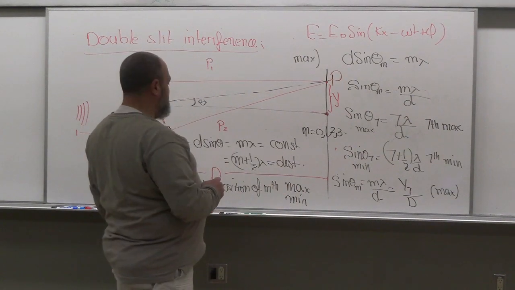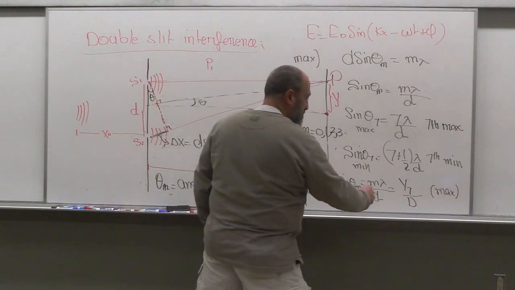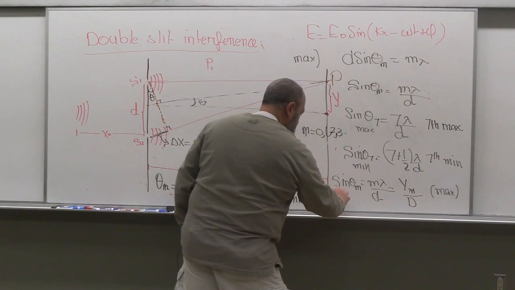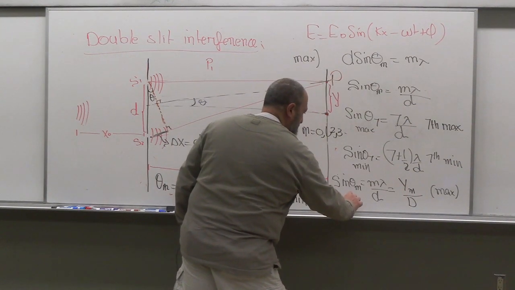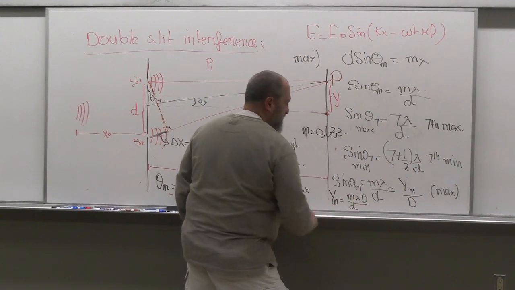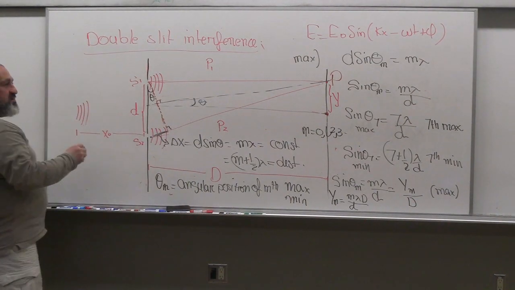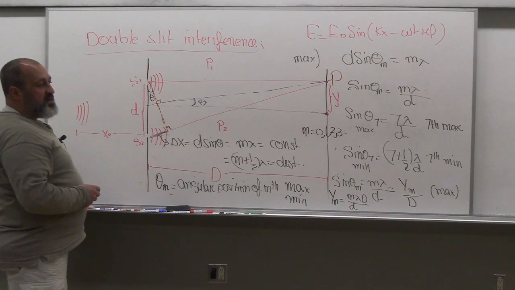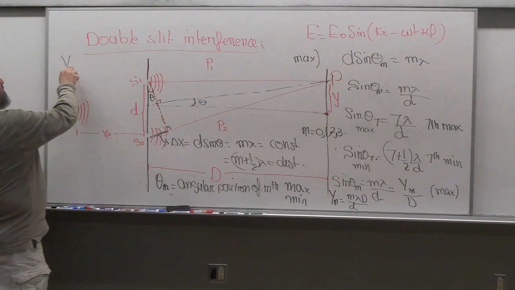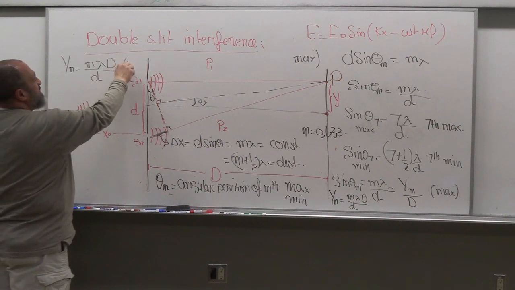So if that's the case, then y sub 7, or y sub m, call it m here, okay? Y sub m is equal to what? M lambda D over d. I'm going to start over here again. I don't want to move boards because it's going to get confusing for the camera. Y sub m is equal to m lambda D over d. That's for the mth maximum.